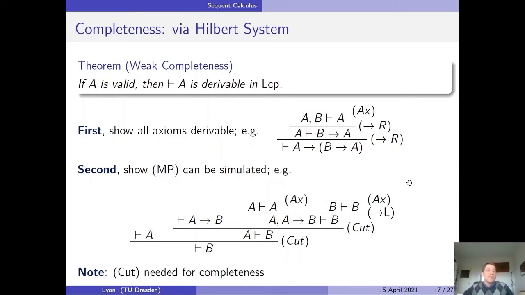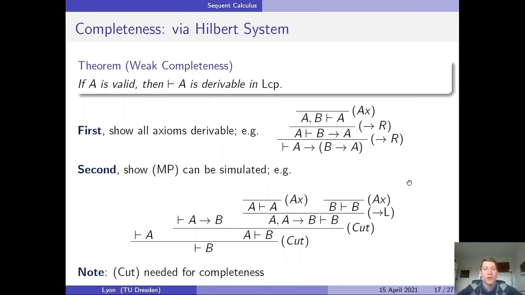one of the main methods is to harness the Hilbert system for your logic, which is known to be complete. And what you do is, to show weak completeness, you show that every derivation in your Hilbert system can be transformed into a derivation in your sequent system. So how do we show that this can be done? Well, derivations in Hilbert systems either have instances of axioms or applications of modus ponens.